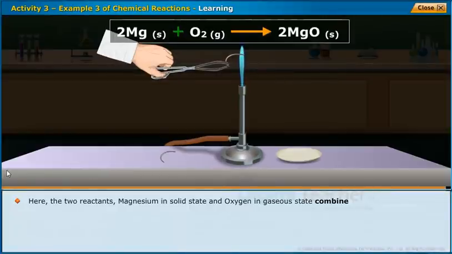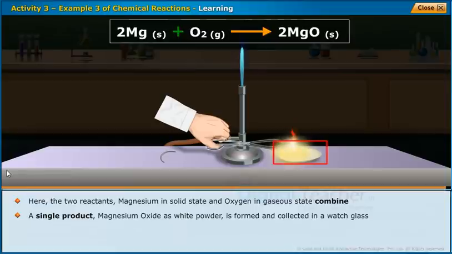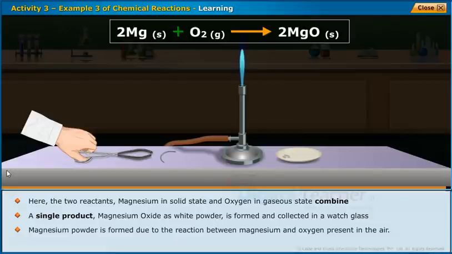Here the two reactants, magnesium in solid state and oxygen in gaseous state, combine. A single product, magnesium oxide as white powder, is formed and collected in a watch glass. Magnesium oxide is formed due to the reaction between magnesium and oxygen present in the air. Now let us learn about an example of chemical decomposition reaction.